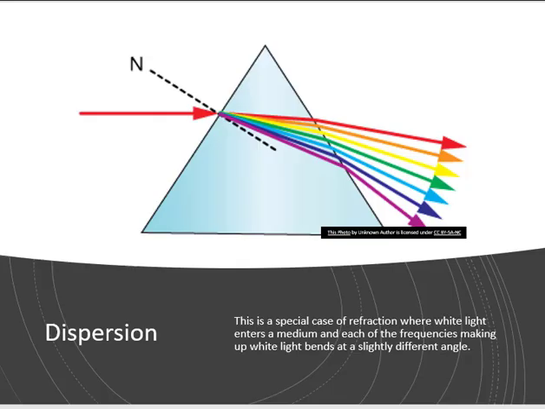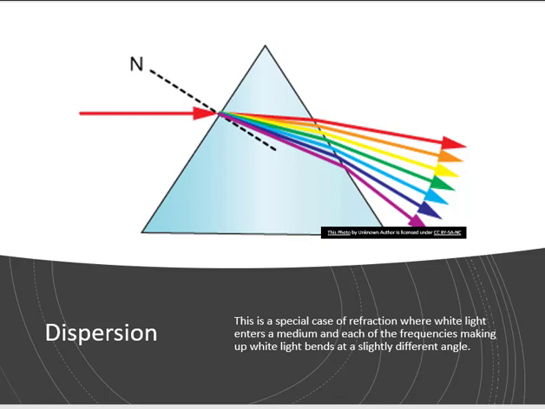Here's something else that can happen, and this is actually related to refraction. This is when you have white light going into a piece of glass or water or something else that's going to cause it to refract. Because white light is made up of all the different colors of visible light, each one of those different frequencies refracts differently.